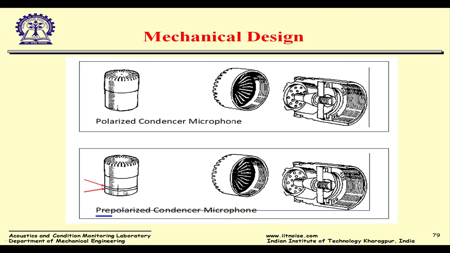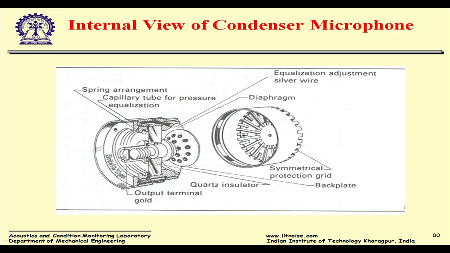If you go to a manufacturer, these double lines indicate it is basically a pre-polarized microphone. So never give a voltage source to a pre-polarized microphone. It may fry the crystal when subjected to it for a long time. So this is a diaphragm. I tell my students never to open this protective grid, because there is a thin diaphragm which will get exposed, and then you may easily damage it.